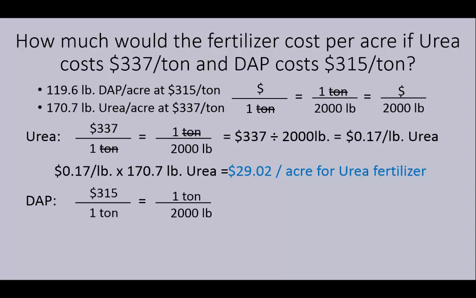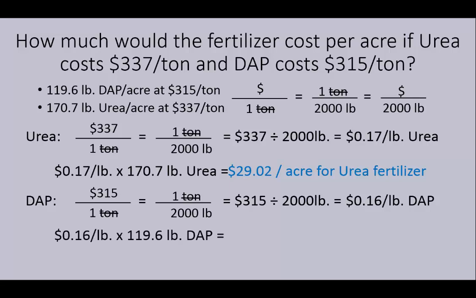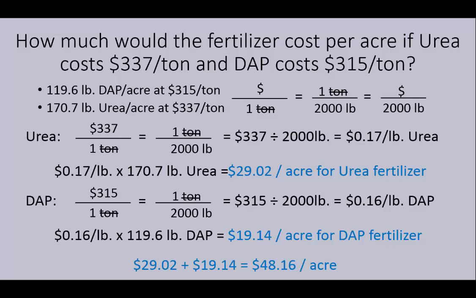$315 equals 1 ton, and 1 ton equals 2,000 pounds. We cancel out our tons, and we're left with $315 divided by 2,000 pounds, which is equal to 16 cents per pound for DAP. Next, we multiply 16 cents per pound of DAP times the 119.6 pounds of DAP that we are applying, and we get a total of $19.14 per acre for DAP fertilizer. If we add these two numbers together, the total fertilizer cost per acre is $29.02 plus $19.14, which equals $48.16 per acre.